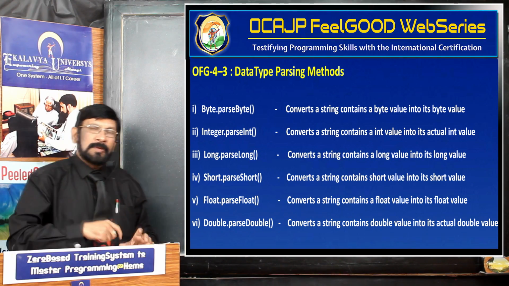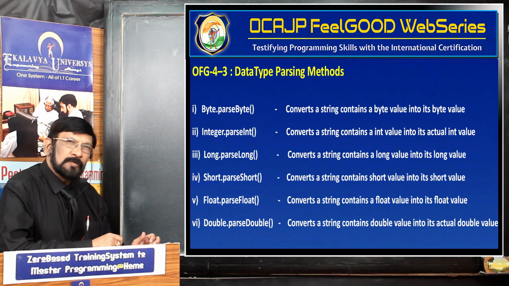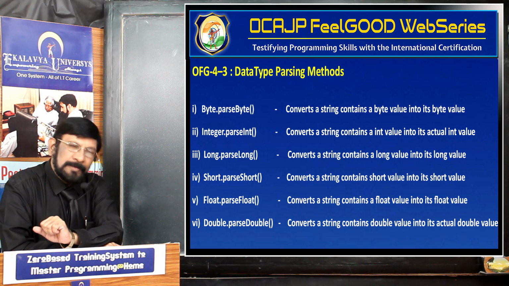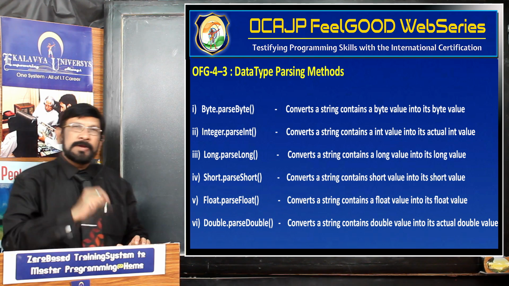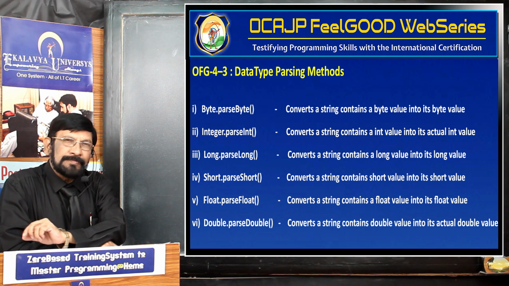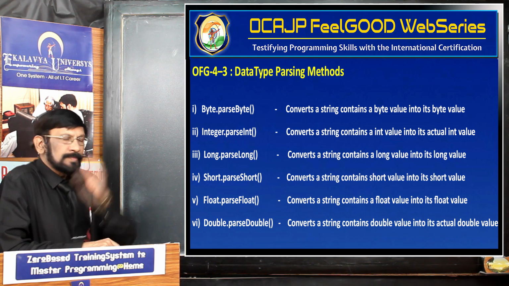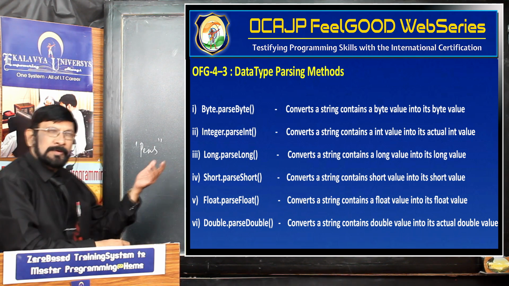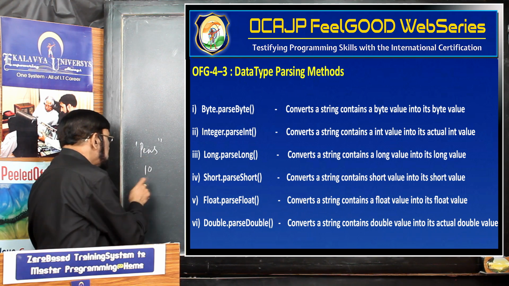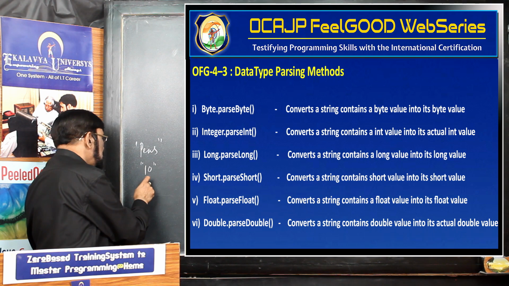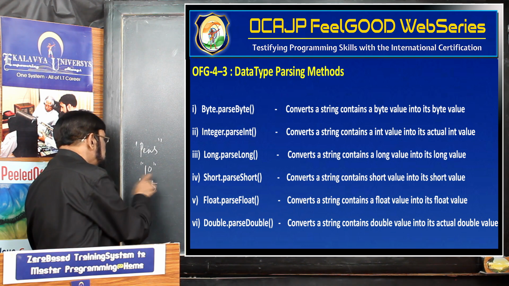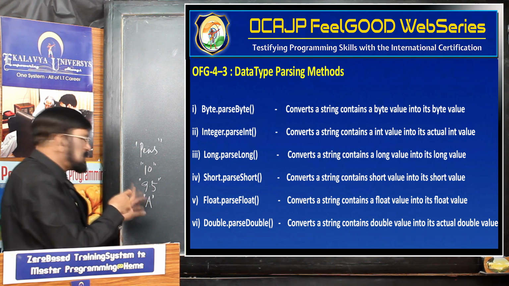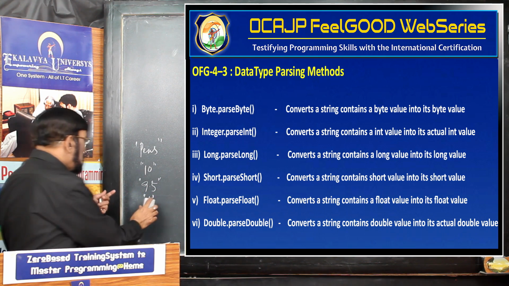Hello friends. Now let us take up the third concept in our training session 4 of OFG: data type parsing methods. Already I told you that whatever type of argument you enter at the command line is transformed as a string. If you enter a string like pens, there is no issue because we want it as a string only. But if you enter 10, it is also transformed as the string "10". If you enter 9.5, this is also transformed into a string. Suppose you enter A, a single character, even that is transformed as a string.